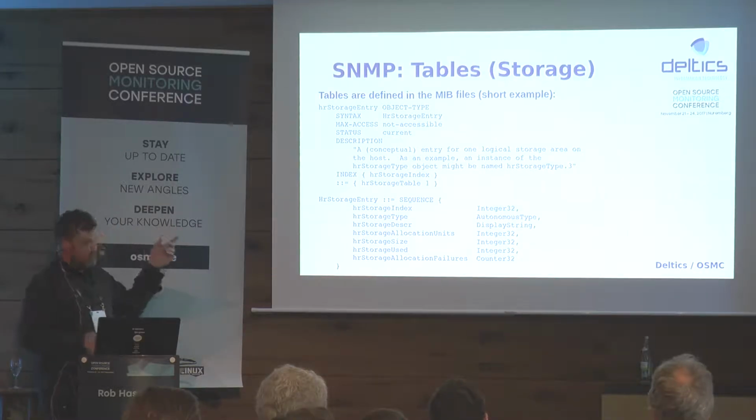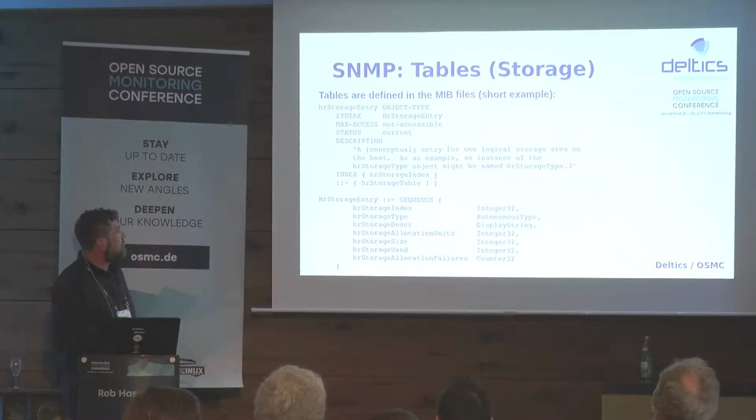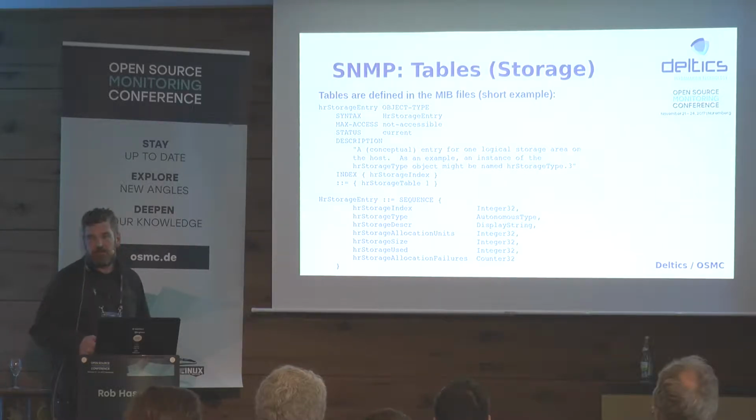This is the part from a MIB file where it explains the table. This is the storage entry, and as you can see, it's not accessible because the table itself has no information. It's the different OIDs that give us the information about the different devices in the system. Is that clear?